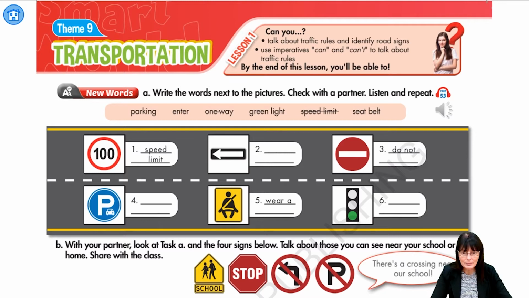Just listen to me. I will say the new words and you can repeat after me. Okay, so we'll get started. The first word, parking. Number 2, enter. Number 3, one way. Number 4, green light. Number 5, speed limit. And the last word, seat belt.